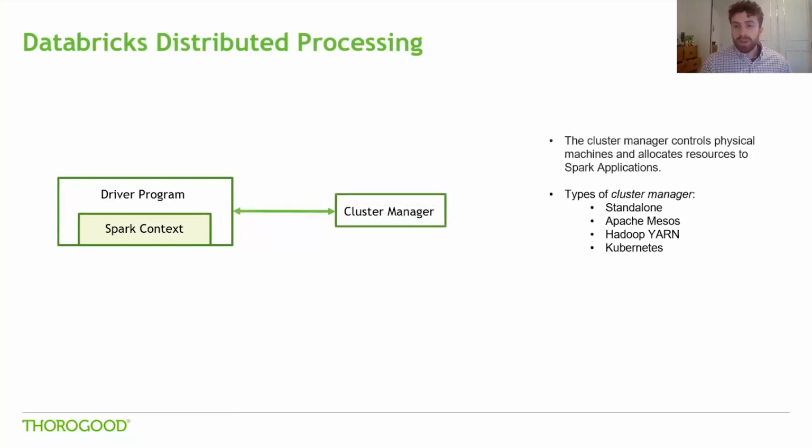So, the next aspect here is the cluster manager. The cluster manager controls the physical machines, and it allocates resources to Spark applications. Depending on the Spark context, you'll get either a standalone, Apache Mesos, Hadoop YARN, or Kubernetes. And the role of any of these cluster managers will just be to divide these RDD operations submitted by the driver program into tasks which can then be allocated to the worker nodes.